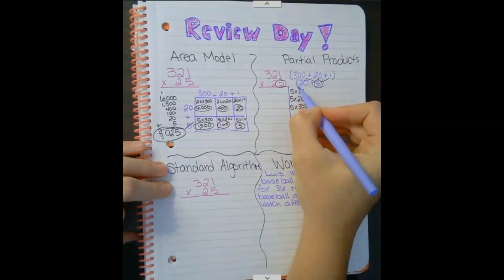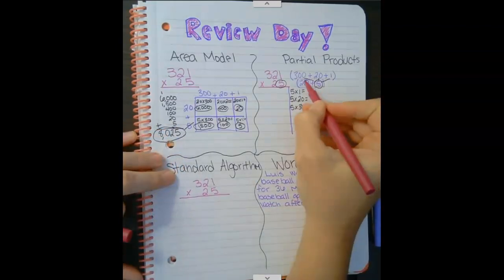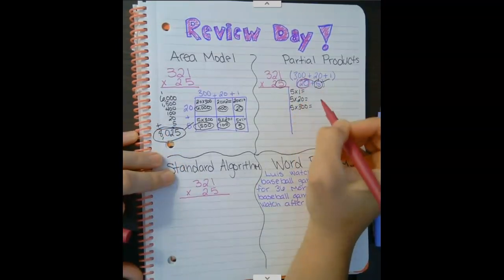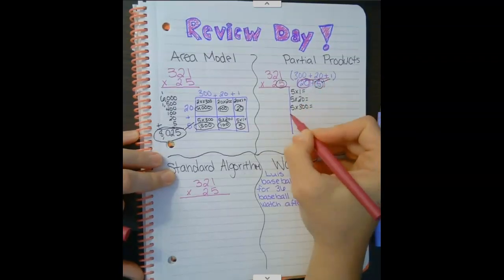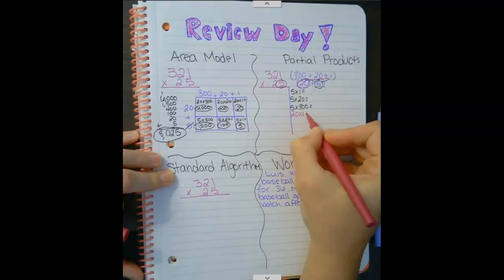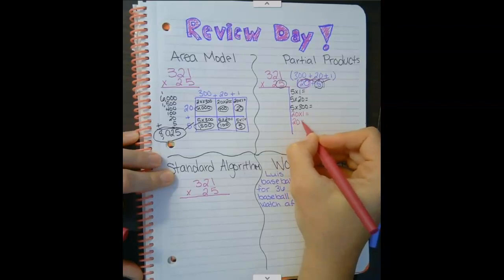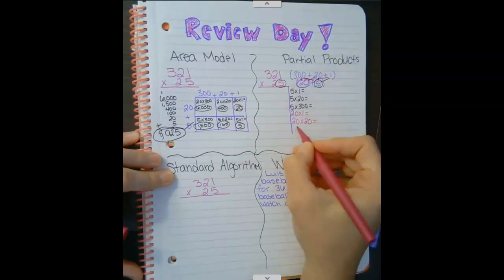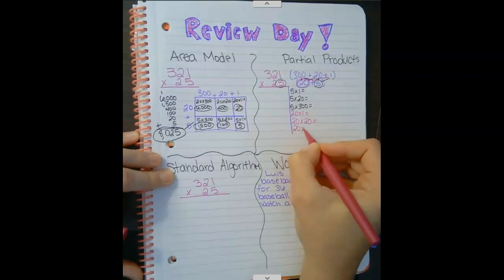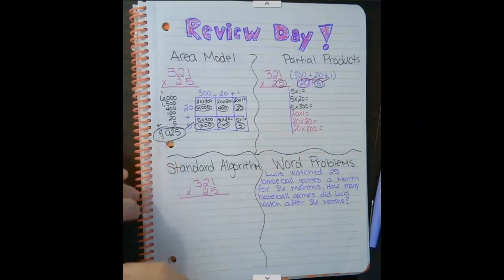Now I'm going to multiply by my 20. Oops, let me use a better pen here. Multiply by my 20. So then the same thing. Distribute the 20 to the 1. So I'd have 20 times 1, 20 times 20, and then 20 times 300. Now I get to do the fun part. I get to multiply everything together.